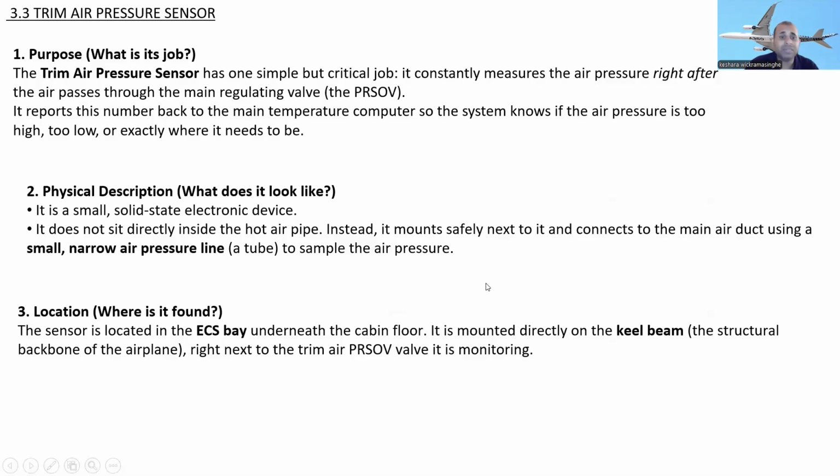Alright, where is it found? The sensor is located in the ECS bay, underneath the cabin floor. It is mounted directly to the keel beam, the structural backbone of the airplane, right next to the trim air pressure regulating shut-off valve it monitors.